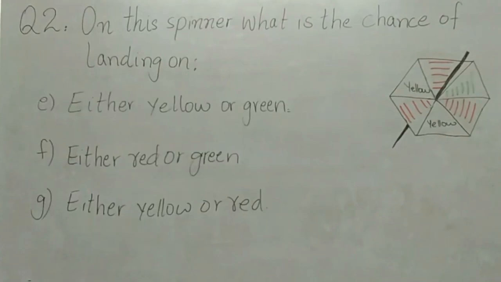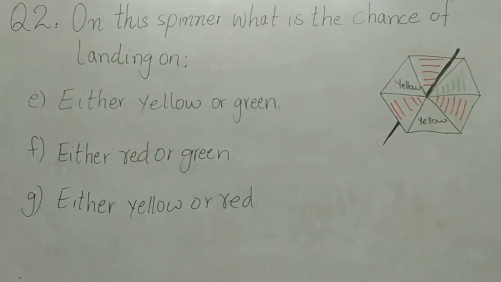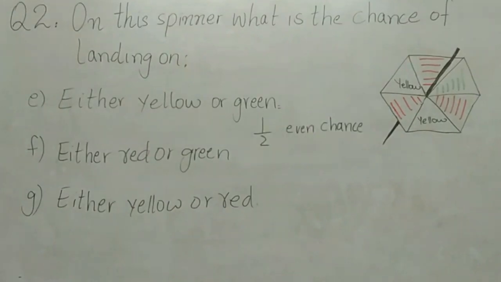Now take example of yellow or green. How many chances of yellow and green are there? In total, how many outcomes are there? 6. And out of them, 3 are yellow and green. So that means there are half chances or even chances of yellow or green will come. So you write here even chance or half. Either red or green.